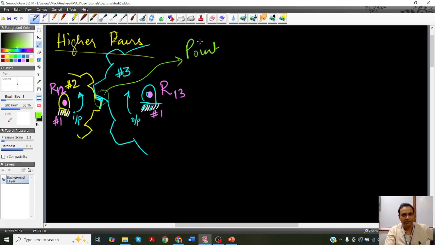If you are looking at 2D, if you have an extrusion, that means 3D. So along the point, there will be a line. So then it will become line contact. That is what it means. So I have a point contact, which is basically a higher pair.